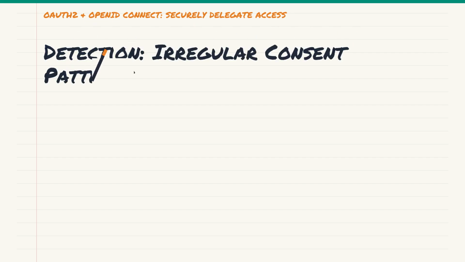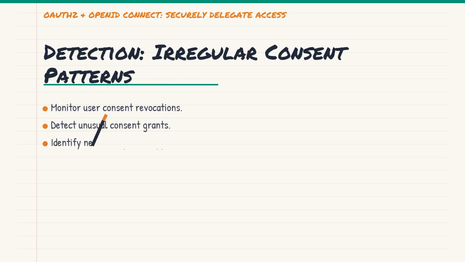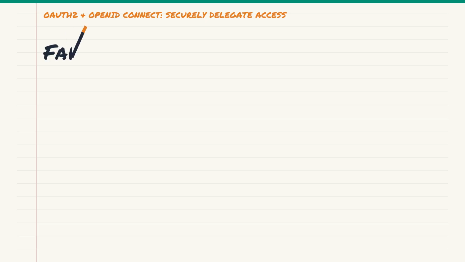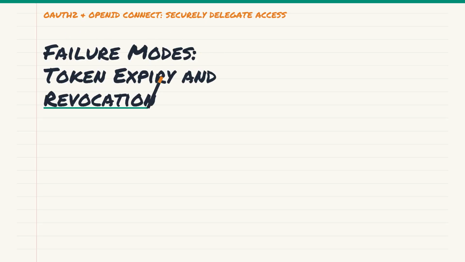Another detection vector involves looking at consent. Are users suddenly revoking consent for a large number of applications? Or conversely, are there unusual patterns of consent being granted to applications that have never been used before, or to applications known for malicious activity? Monitoring these consent patterns, especially in aggregated logs, can help identify compromised accounts or malicious clients attempting to gain unauthorized access. If a user typically only consents to a few trusted apps, but suddenly starts granting access to dozens, something is likely amiss.